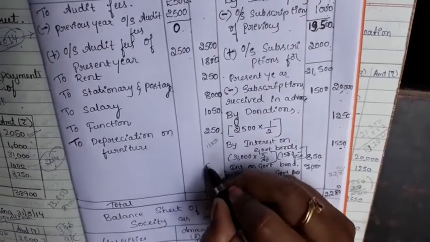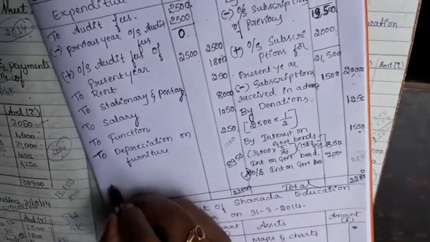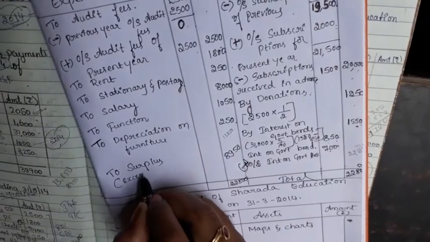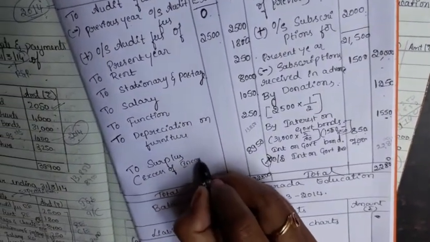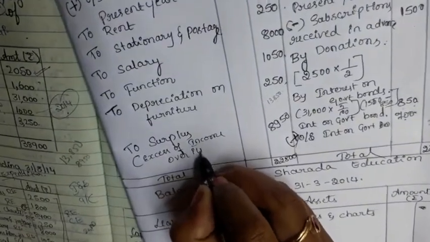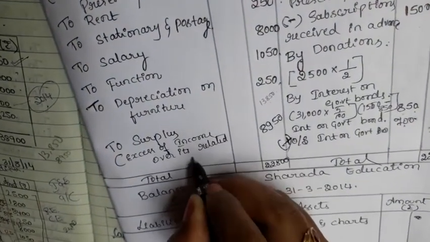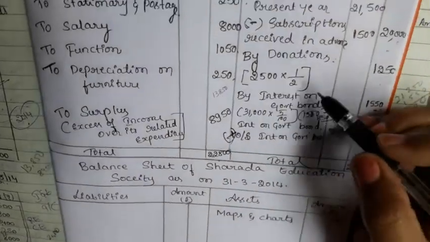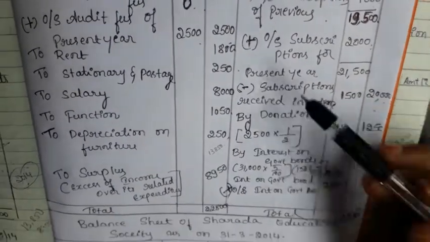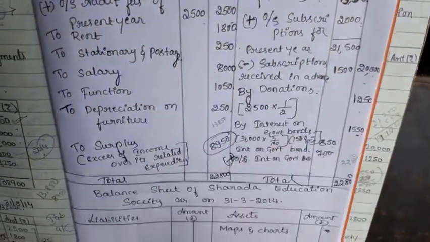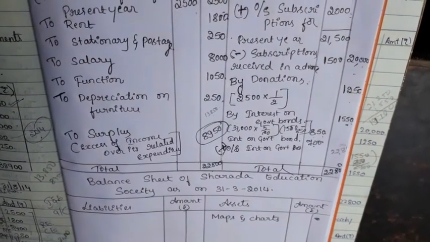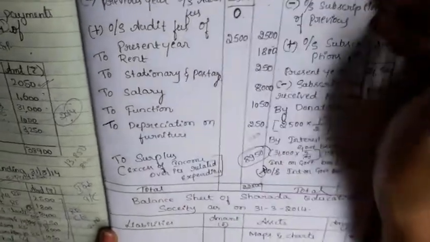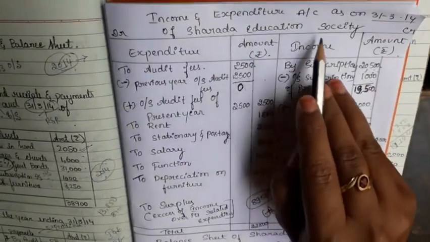The remaining amount of 8,950 is considered as surplus, which means excess of income over its related expenditure. The amount of income is higher than the amount of expenditure. So the organization has earned the surplus, which is added to the capital fund. So this is the income and expenditure account as on 31st March 2014 of Sharada Education Society.